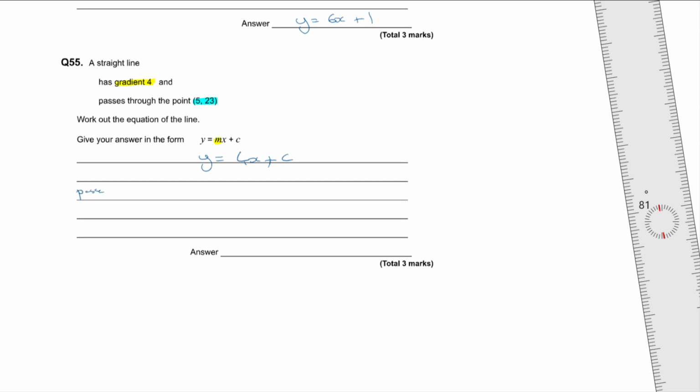So it passes through (5, 23). Subbing those values in for y and x, y is 23. 23 is equal to 4 lots of x, 4 lots of 5, plus c. 4 lots of 5 is 20. So taking 20 away from both sides, I'm going to get c is equal to 3. And then I can complete my line. So y is equal to my m value, which was 4 lots of x, plus my c value, which we just worked out to be 3. So y is equal to 4x plus 3.